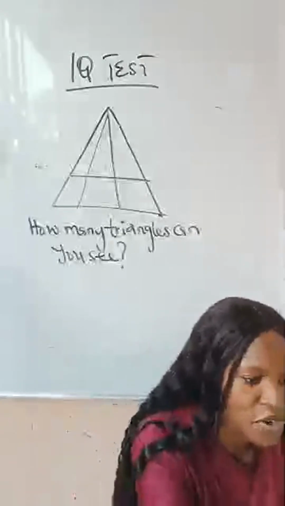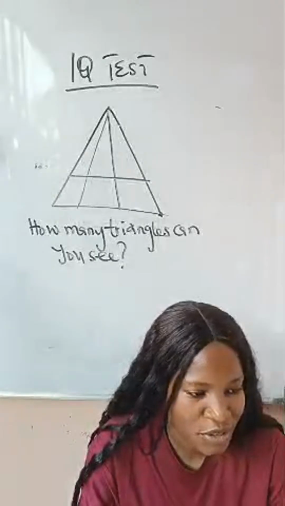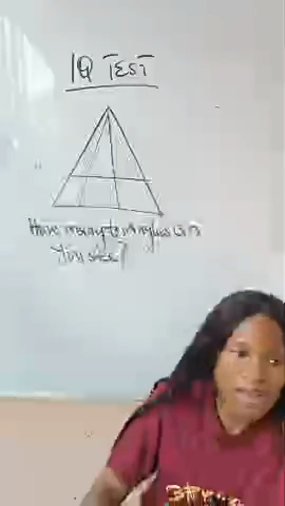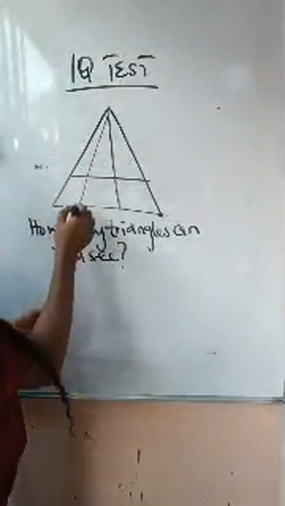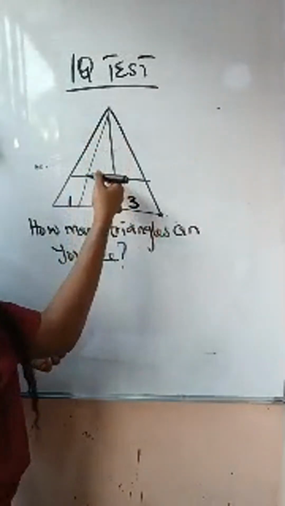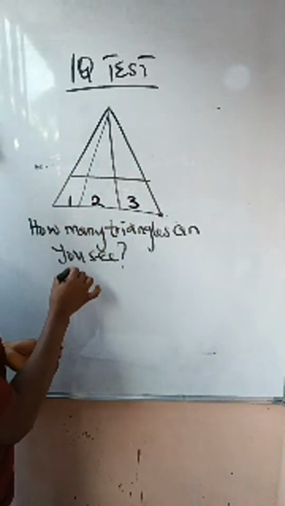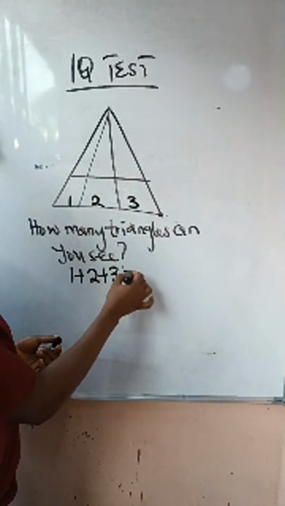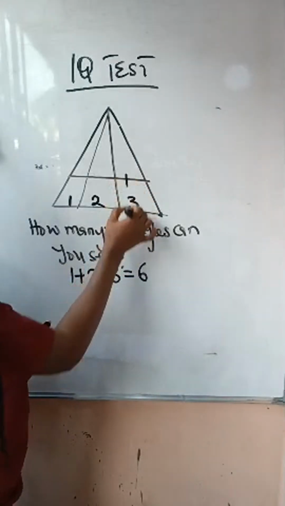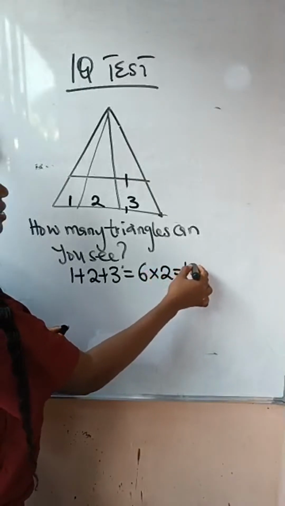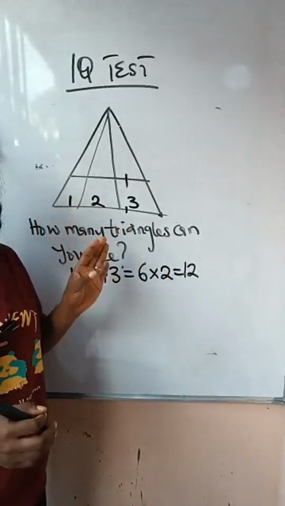So let's do this. I will give you a trick on how you can always get this type of question right. It's actually very easy. Anytime you see this type of question, you will have 1, 2, 3 spaces. Then just add them together, 1 plus 2 plus 3, and this will give us 6. Then how many horizontal lines do we have? We have 2 horizontal lines. So you multiply this by 2 to get the number of triangles in this triangle. If you take your time to count it, you will definitely get 12.